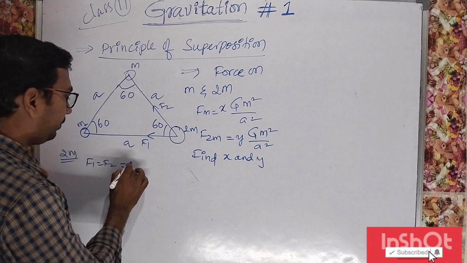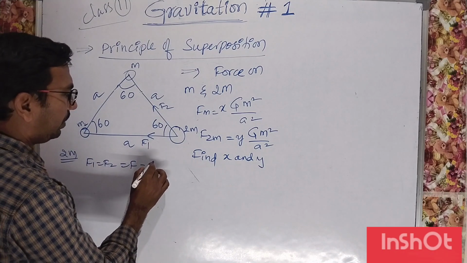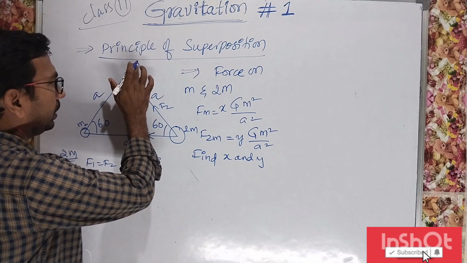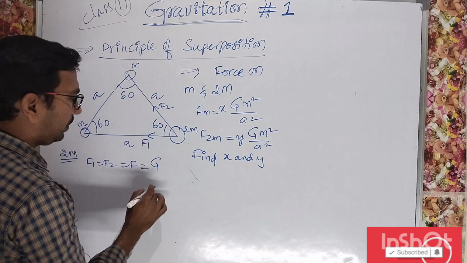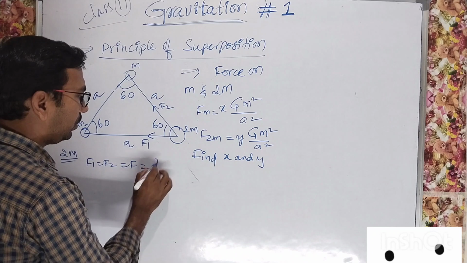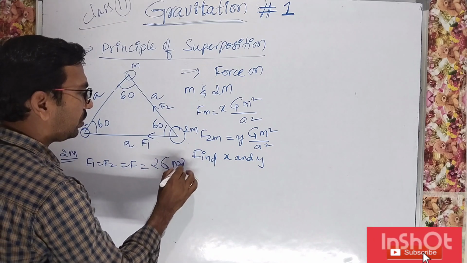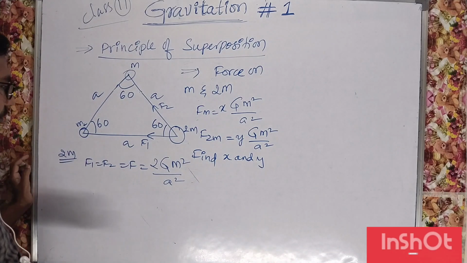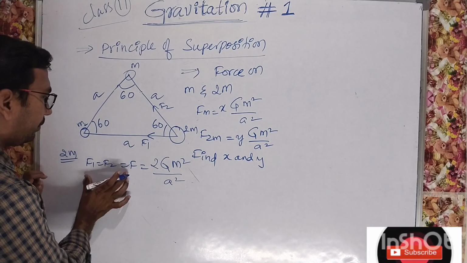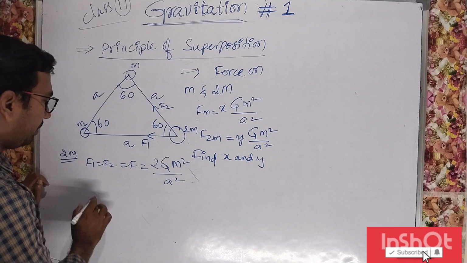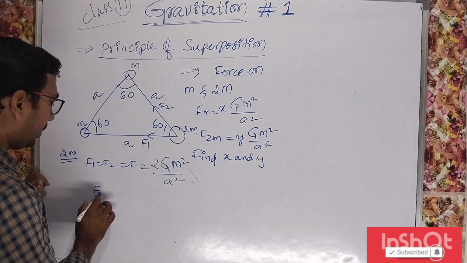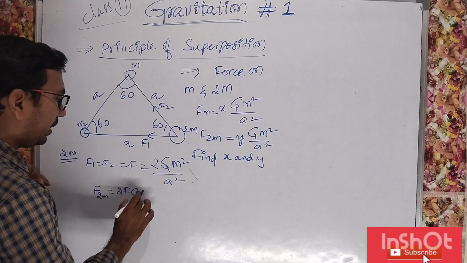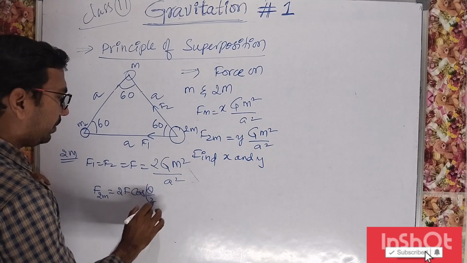So F1 is equal to F2 is equal to F, the formula is what? Capital G 2m into m by A square. So we can write 2 capital G m square by A square. So this is F, for F1 and F2. In case forces are equal, we know one formula. What is the net force on 2m? It is equal to 2F cos theta by 2.